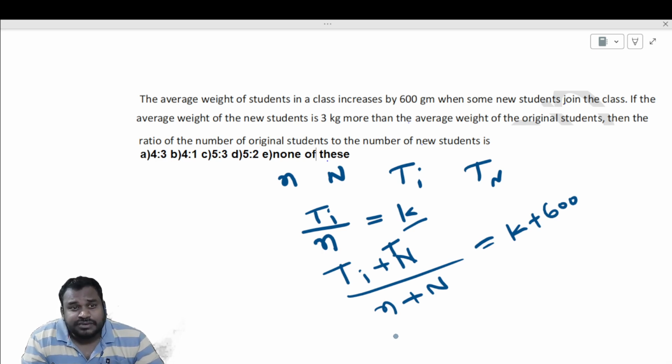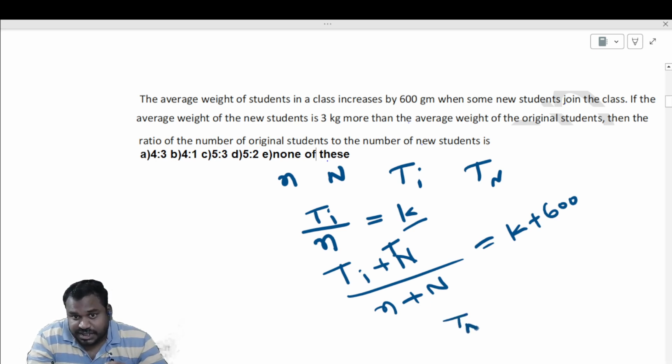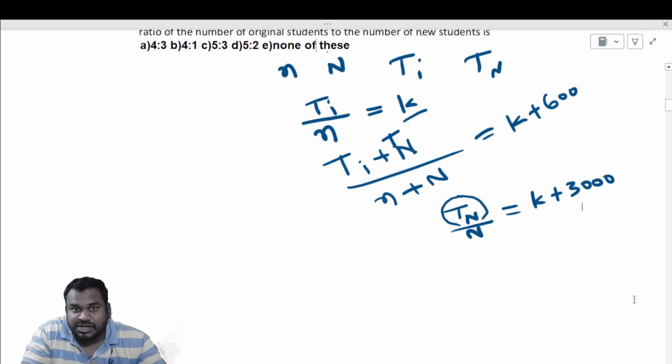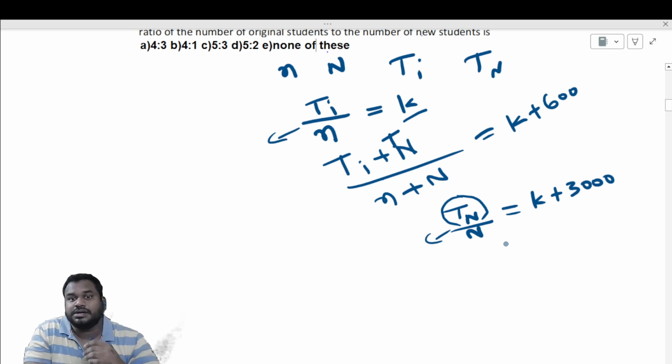And now what else does it give? The average weight of the new students is 3 kg more than the average weight of the original students. What would it become? Tn divided by n, because the weight of the new students is Tn divided by their number, is nothing but k plus 3000 for the given data. So from this you have to use this one, because this is the bigger equation. Use smaller equations in the bigger equation to get an answer all the time.